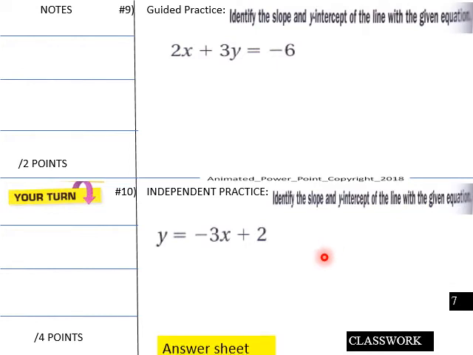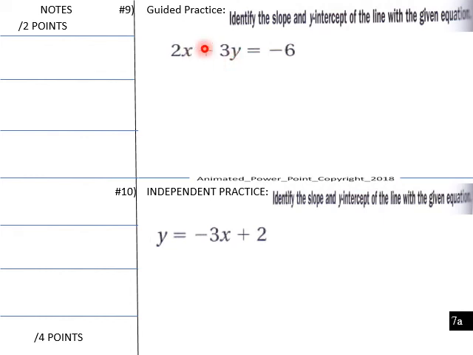Let's try one now in our guided practice: identify the slope and y-intercept of the line with a given equation. First, we have to solve for y, so we move our 2x over by subtracting 2x from each side. We have 3y equals negative 2x minus 6. We divide through by 3, and we have y equals negative 2/3 x minus 2. So we have a slope of negative 2/3 and a y-intercept of negative 2.